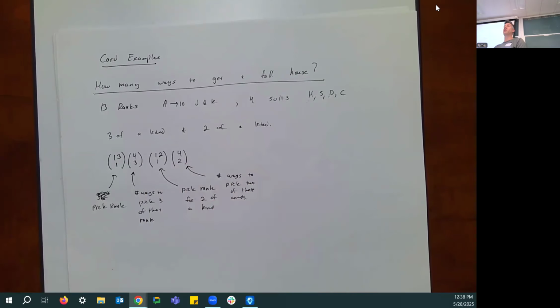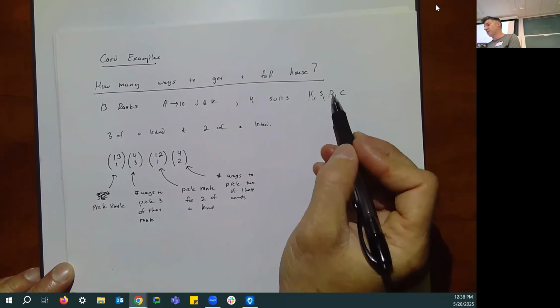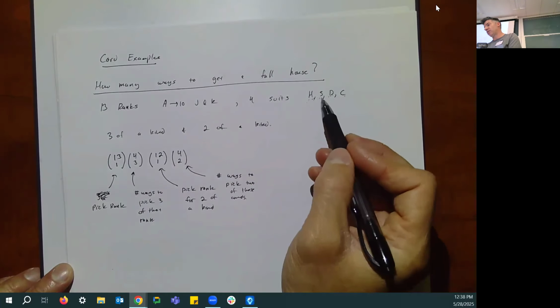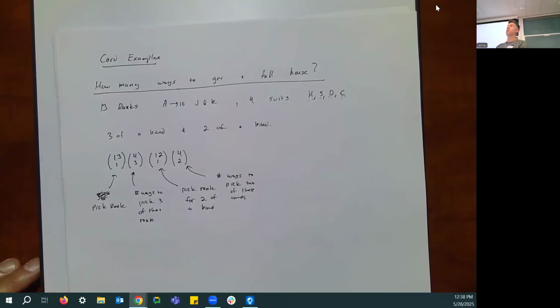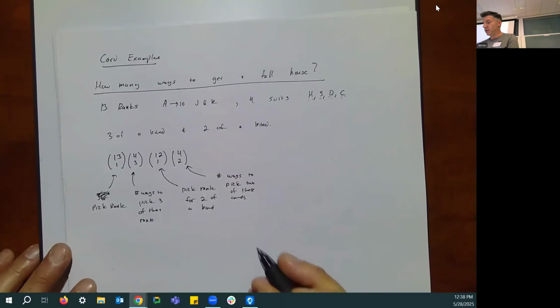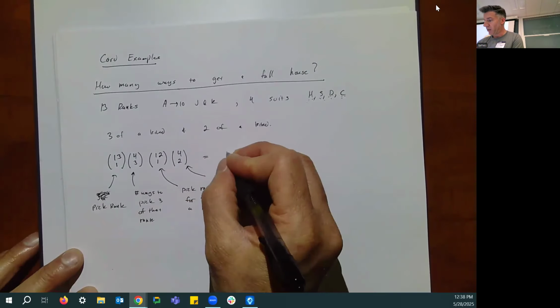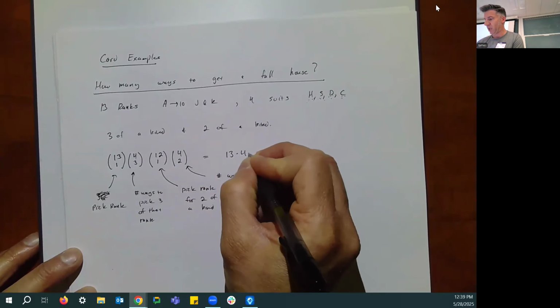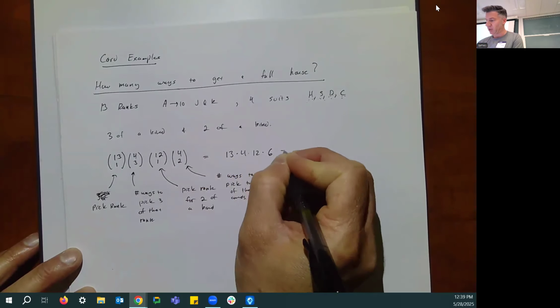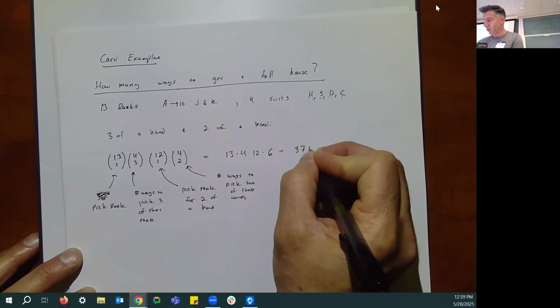There are 6 different ways you can pick a pair of jacks: hearts and spades, hearts and diamonds, hearts and clubs, spades and diamonds, spades and clubs, diamonds and clubs. Kind of interesting. Usually we don't like to actually write out the number. I would leave my answer like this most of the time. But it equals 13 times 4 times 12 times 6, which ends up being 3,744.